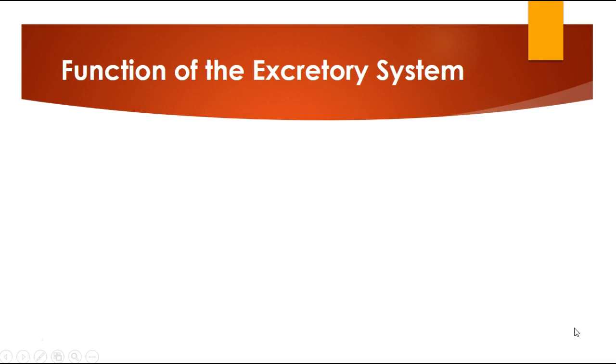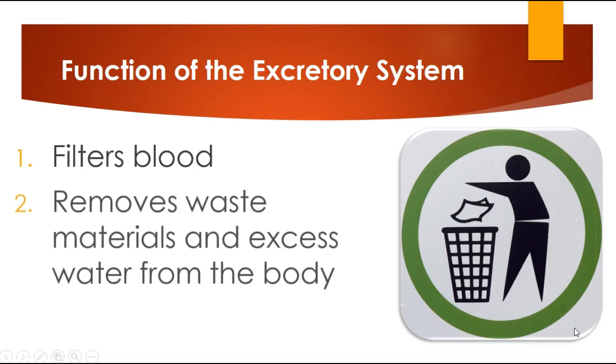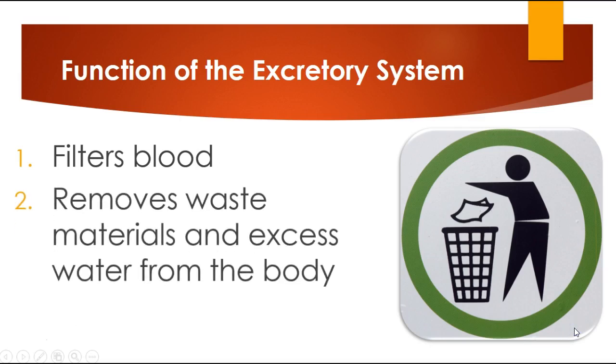So first we want to talk about the functions of the excretory system. And all of the functions of the excretory system kind of revolve around getting rid of waste, taking out the trash, if you will. So the first thing is that the excretory system filters the blood. And it filters the blood so that it can remove any waste materials and also excess water from the body.